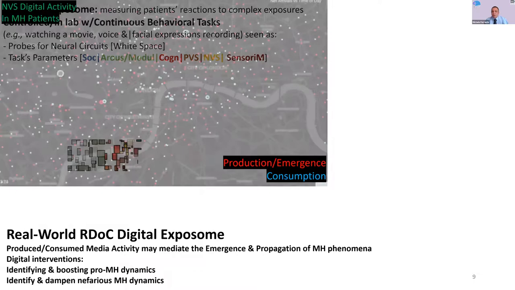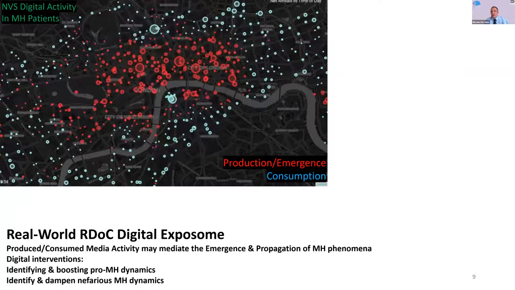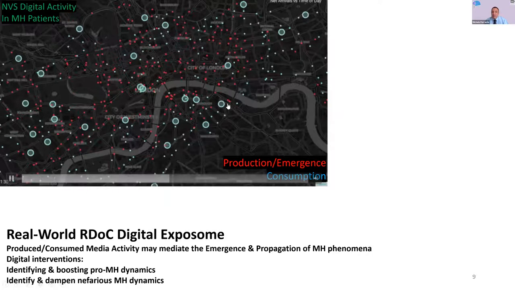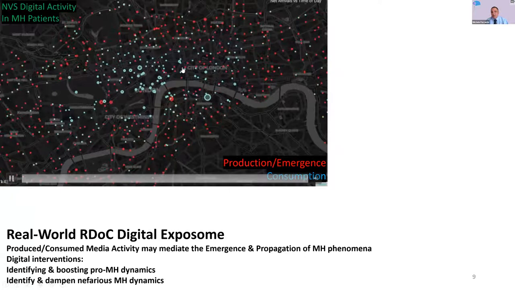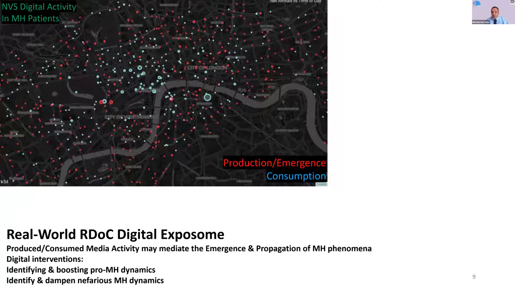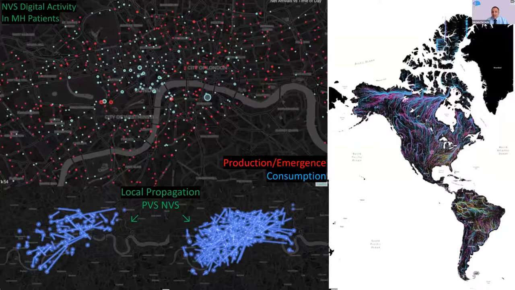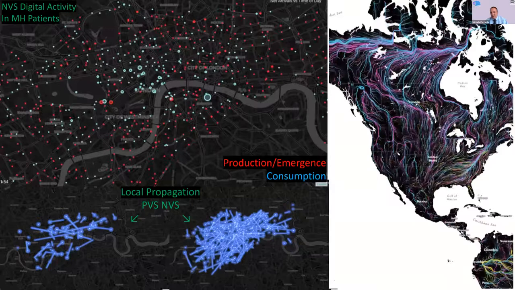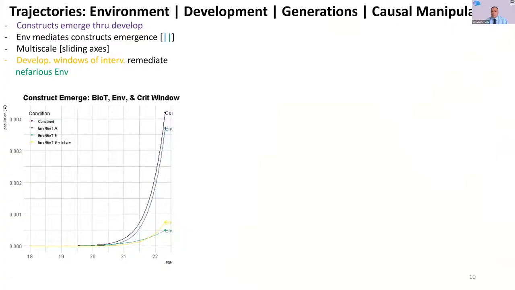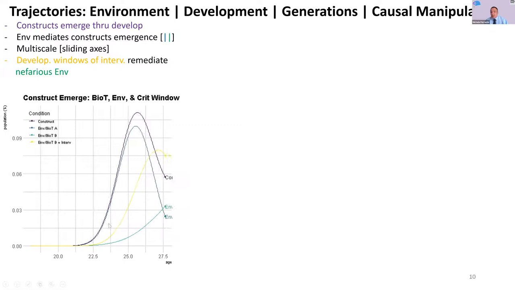Of course you don't need the brain. You can actually do this completely in behavior. For instance, in this case, we are recording negative valence digital activity in mental health patients in a city. Of course all of this is made up data, but just to give a sense of how this tool could be used. You could see the production, emergence and consumption of this type of activity, and you can see how positive or negative valence propagates both at the local level and at the global level. It doesn't need to be geography, but just to give a sense that it can be mapped in a space.